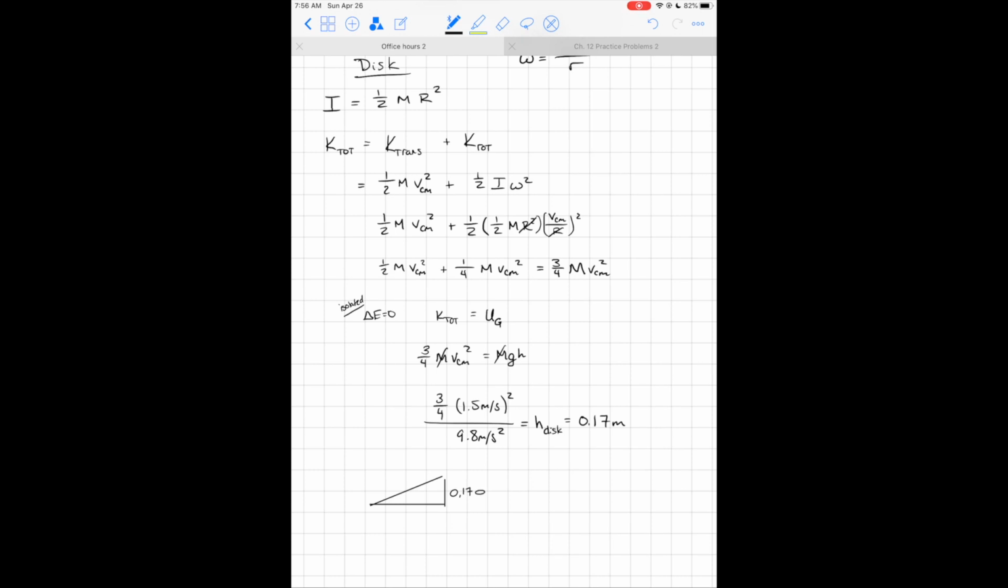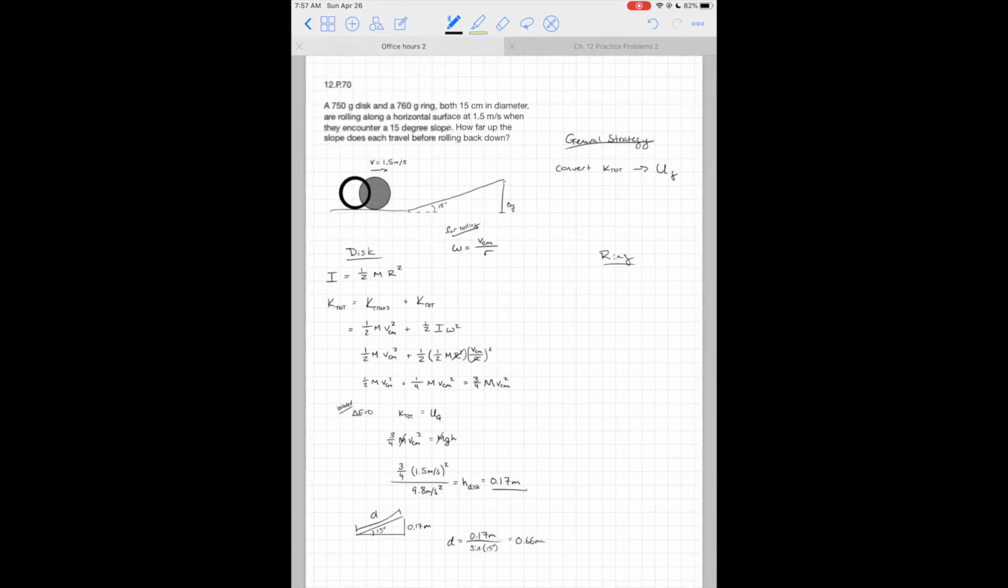I don't think the problem calls for this, but I think it's still interesting to figure out what is this length d here. D would be equal to 0.17 meters divided by the sine of 15 degrees, right? And so what do I get? I get 0.66 meters, quote unquote, up the slope, but a total vertical height of 0.17 meters. So that's for the disk.